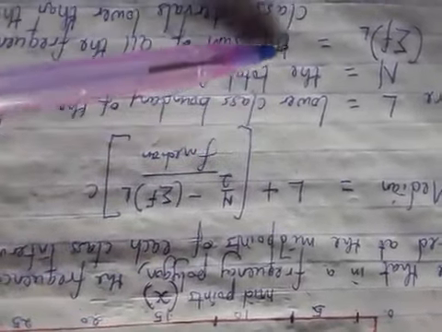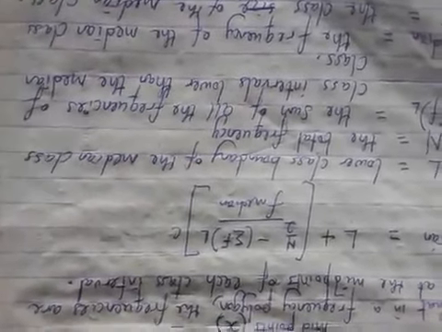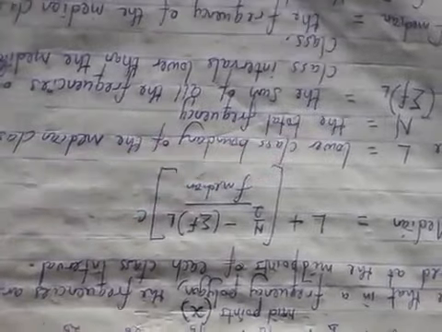What is L? L is the lower boundary of the median class. Lower boundary of the median class. What is N? Total number of frequency.